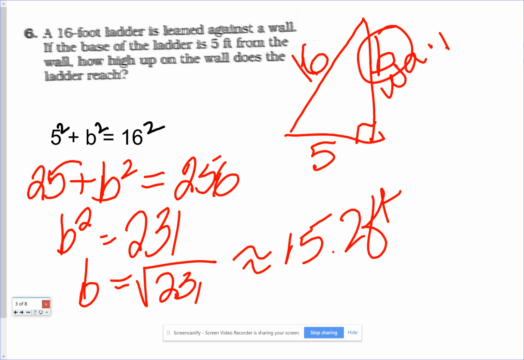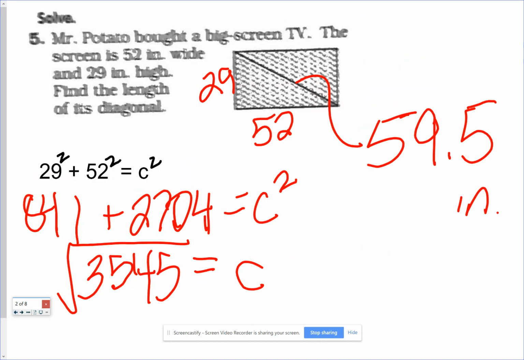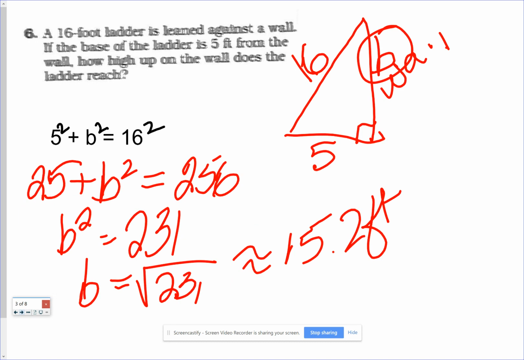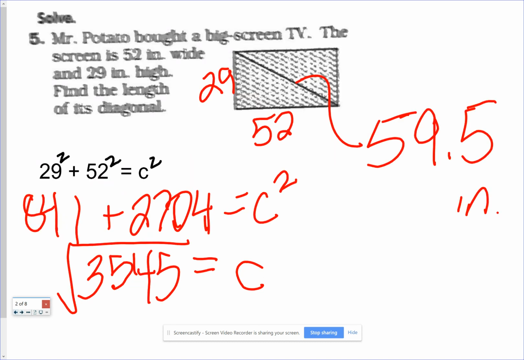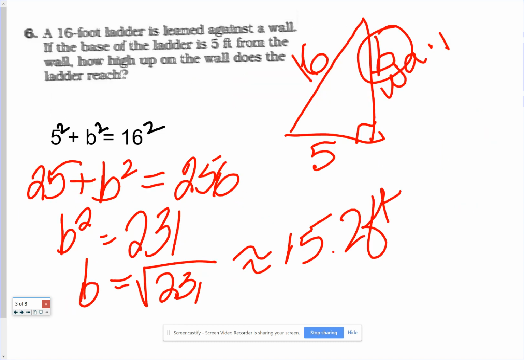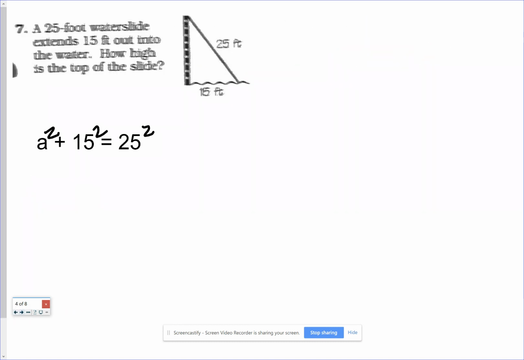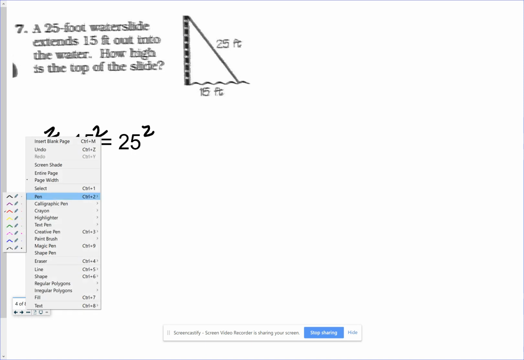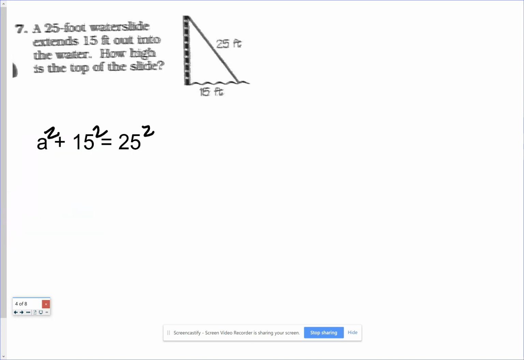Number 7. This is a very steep slide, by the way, as I look at this picture. Well, I keep going the wrong way. Hold on. Here we go. 25-foot water slide. Extends 15 feet out into the water. How high is the top of the slide? So I would call this A. That's what we're looking for.